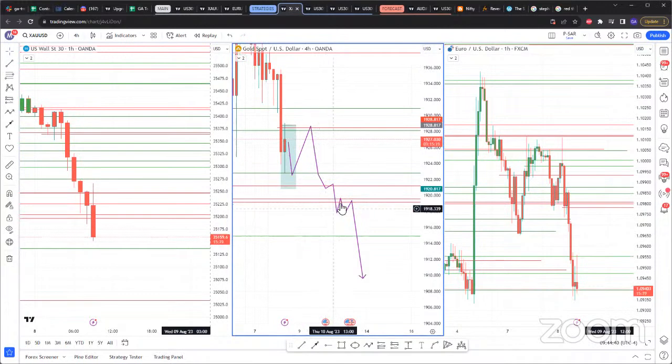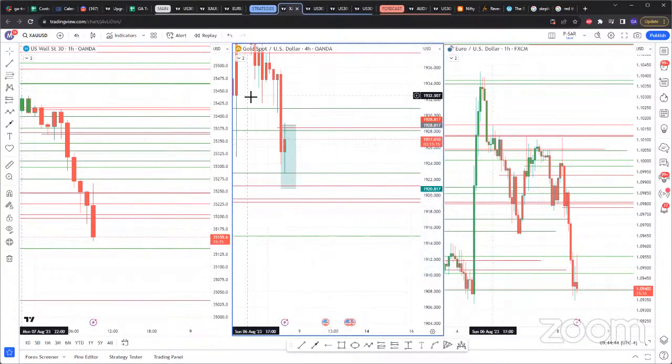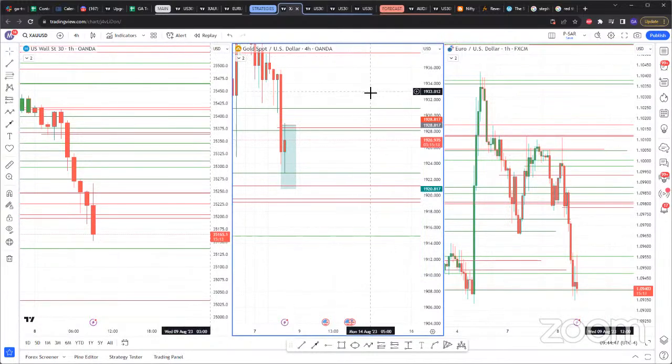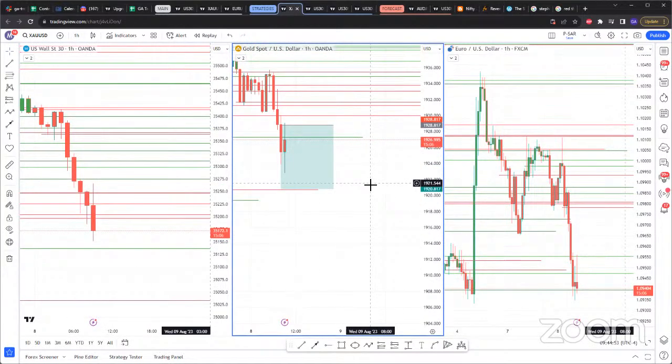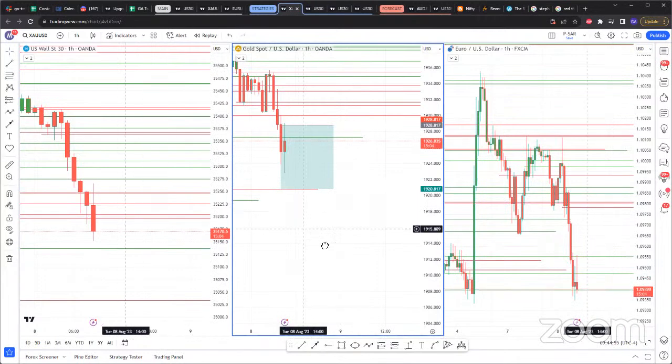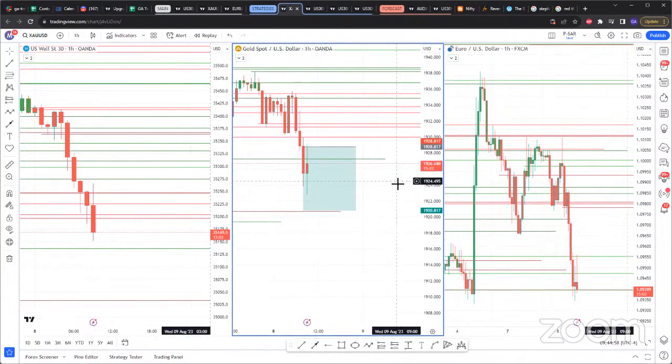So 1919, 1920 on the 4-hour time frame is a major level to look out for on gold. But right now on the hourly time frame, there's nothing to look out for other than this entry that I got stopped out at. I'm not sure. I don't think I want to re-enter, but we'll see as time goes on.